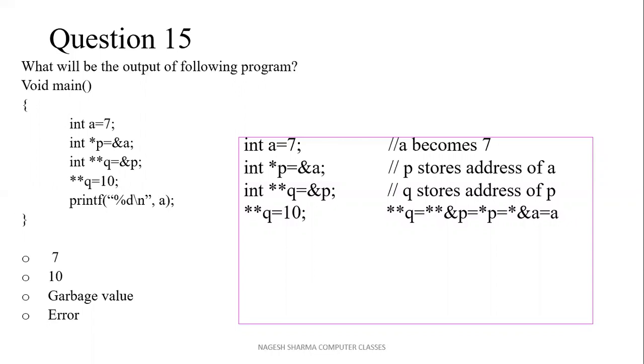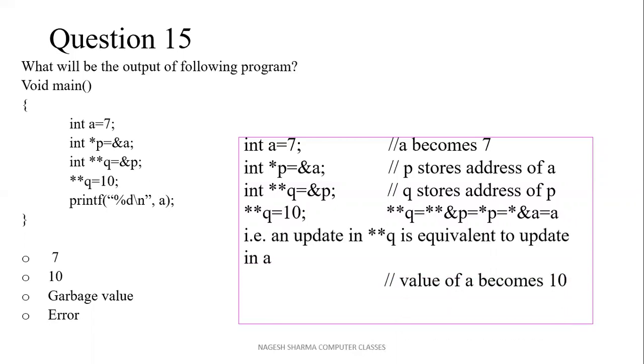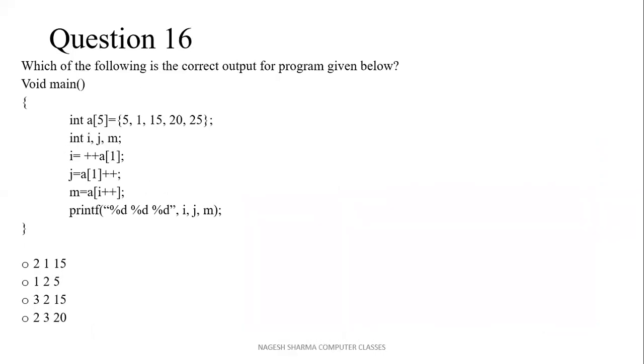So in this program, we are trying to change the value of *q to 10. So in this way, as *q is equivalent to a, so a will become 10. So after that, if you print value of a, so you will get 10 as output. Next question is 16. Which of the following is correct output for the program given below?